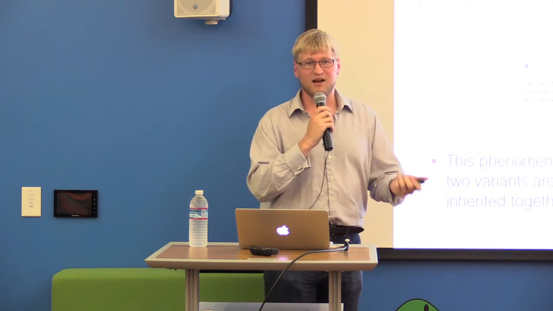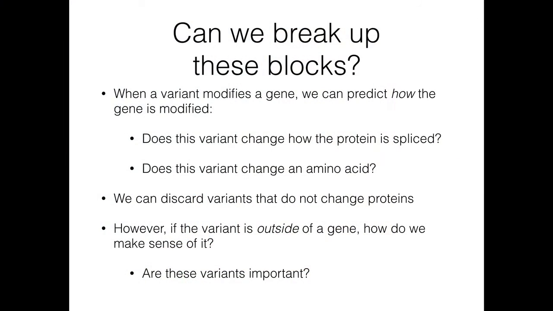So, for the rhetorical purposes of this talk, let's say only one of these variants causes a certain disease. Maybe one of these variants makes you 5% more susceptible to diabetes. Because they're close to each other, they frequently get inherited together, and thus we can't figure out which one is actually the culprit. So one of the questions that I've been thinking about recently is, can we break up these blocks?